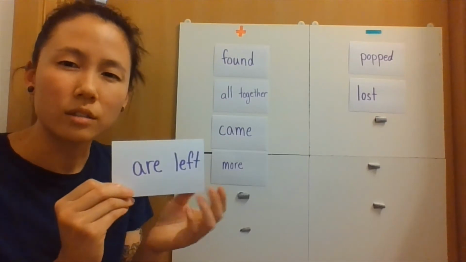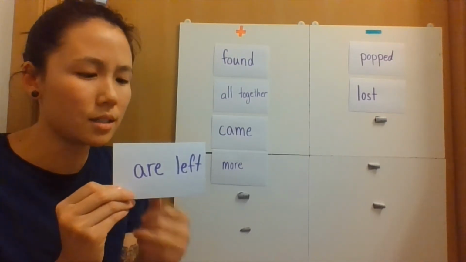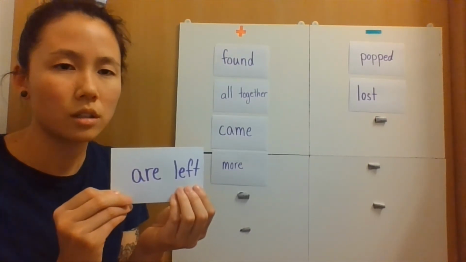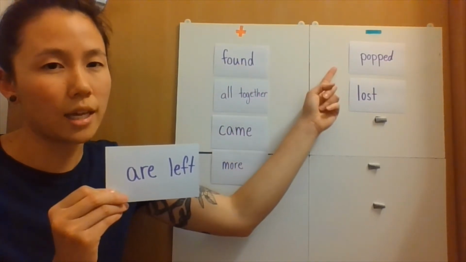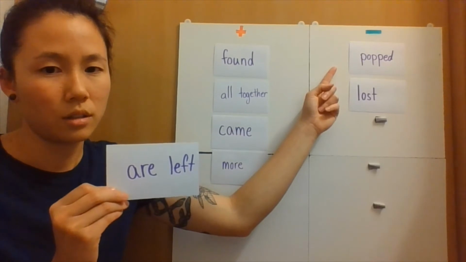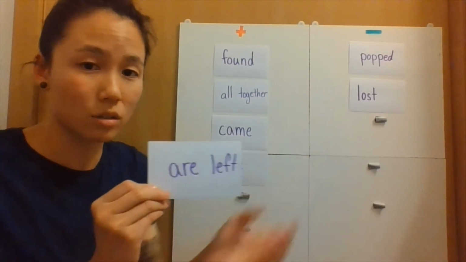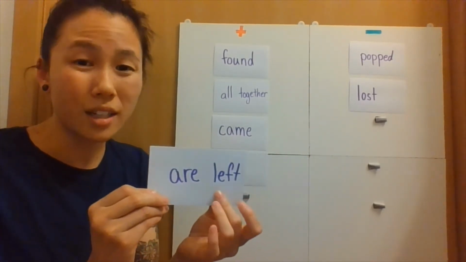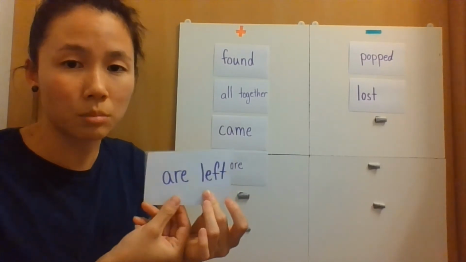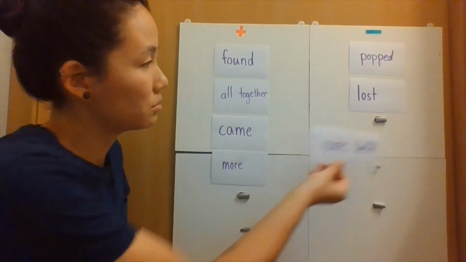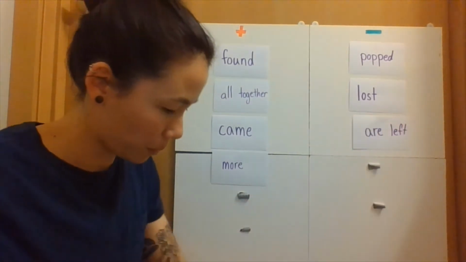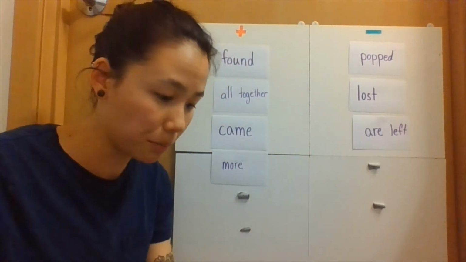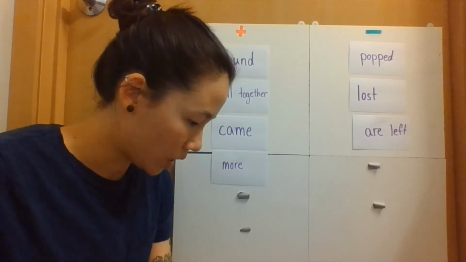Okay. If my sister ate some and then I say are left, is my sister going to have more cookies or less cookies? She's going to have less. Okay, so for are left, that's a clue that you are going to be using subtraction in that problem. All right, I have a couple more, okay?